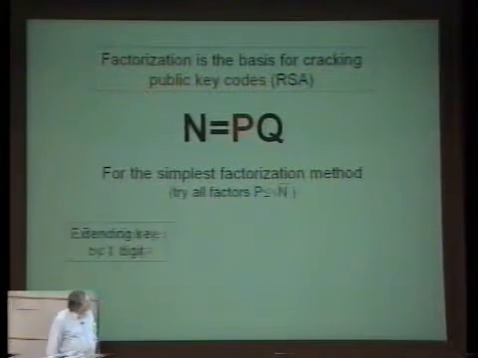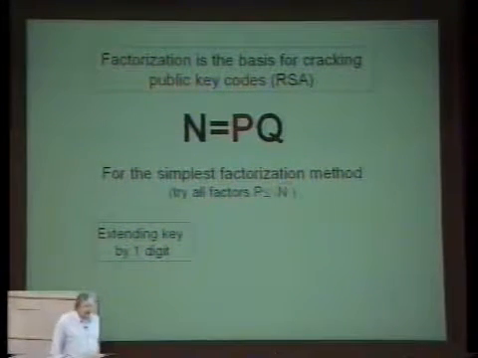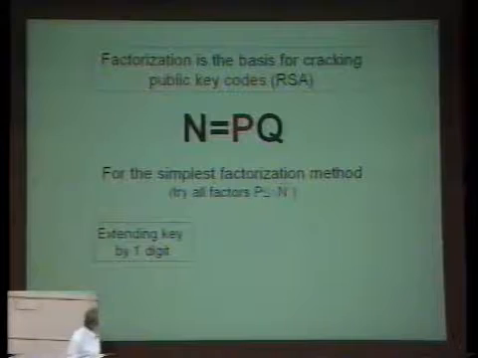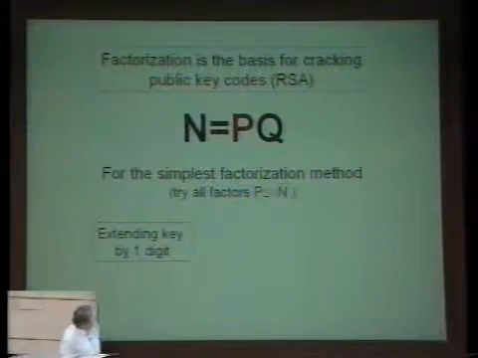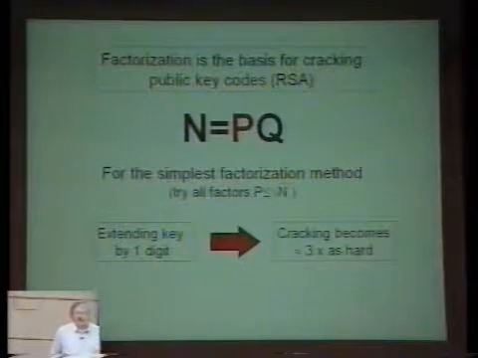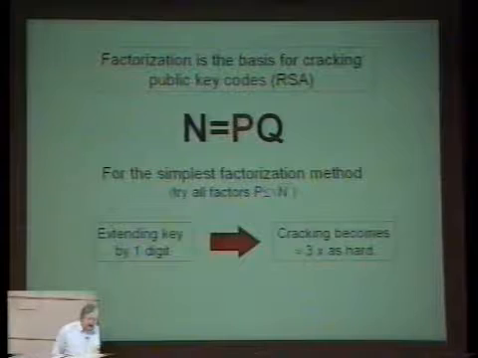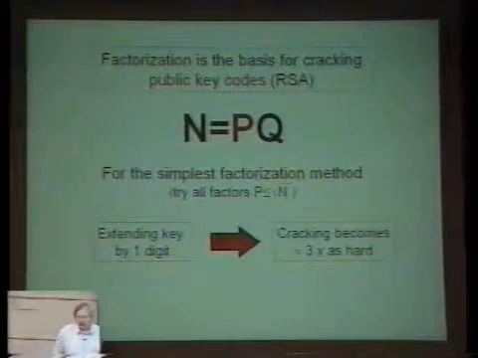So what this means is that if the key becomes larger by 1 digit, by a factor of 10, the number of factors p that you have to try out will increase like the square root of 10, which is roughly 3. So just increasing the key by 1 digit makes it 3 times as hard to crack the key by trying out.